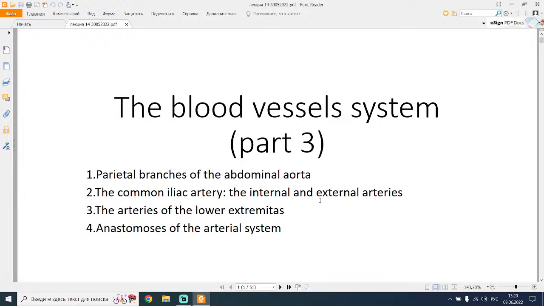The topic of the lecture is the blood vessel system, part 3. Next question: parietal branches of the abdominal aorta, the common iliac artery, the internal and external iliac arteries, the arteries of the lower extremities, and the next question, anastomoses of the arterial system.